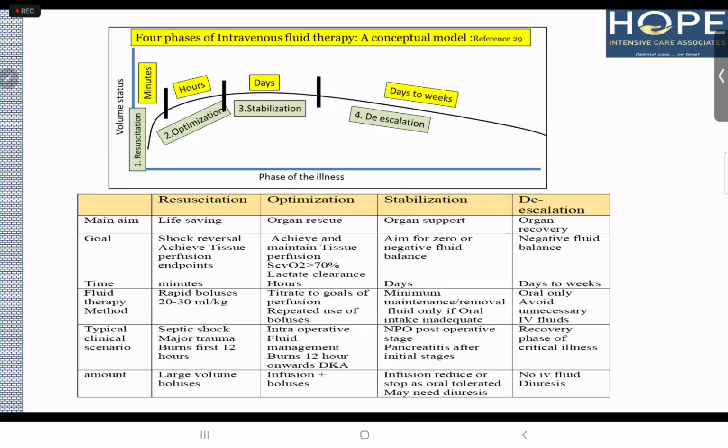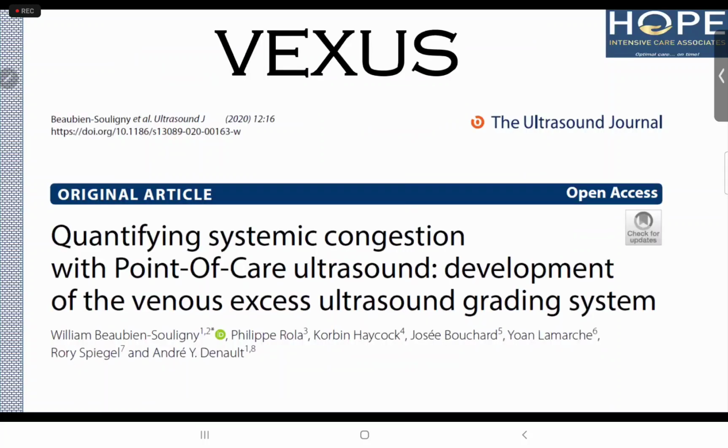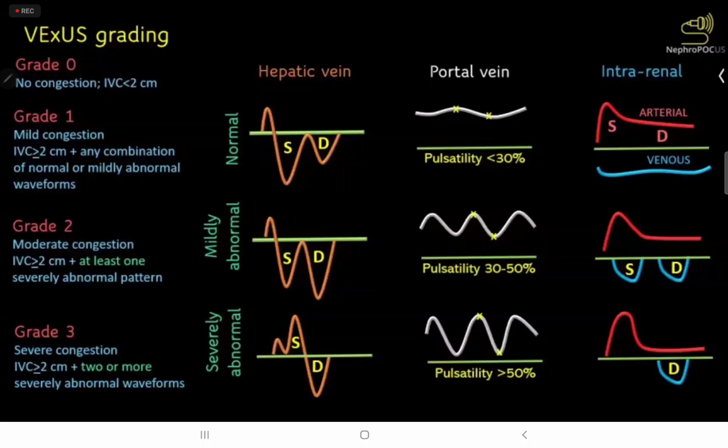And to find that out, the VExUS score, or the congestive elements of the system, needs to be looked into from time to time when your initial resuscitation phase is over. Sometimes patients are already congested in cardiogenic shock and they already have this congestive phenomena. So to grade their amount of congestion, this type of objective grading is helpful. It starts with IVC diameter. The VExUS score considers 4 things. One is IVC diameter. Second is hepatic vein flow. In the same longitudinal view used to look at the IVC, you can see the hepatic vein entering.